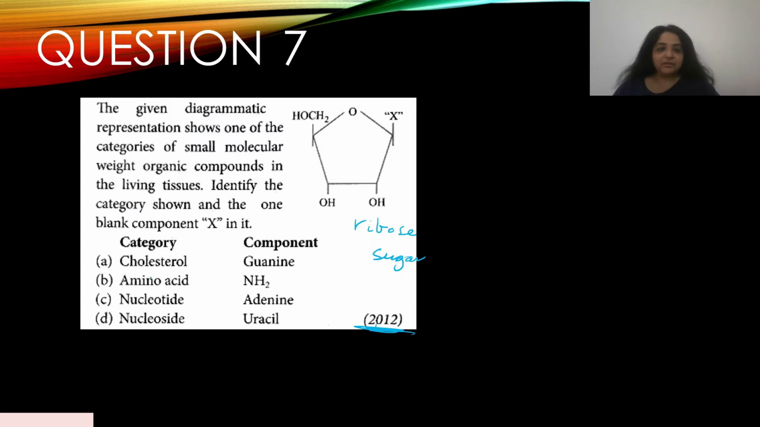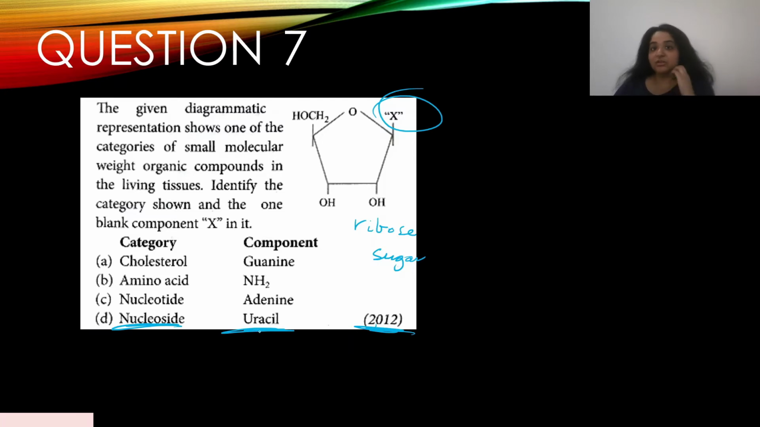So you have category A, cholesterol. No, it can't be cholesterol. Amino acid. No, definitely not. C, it's a nucleotide. No, it's not a nucleotide. D, nucleoside. Yes, because it can't be a nucleotide, there's no phosphoric acid attached to it, right? It only has a pentose sugar plus a base, which is X over here. Okay, so it definitely has to be nucleoside and uracil.